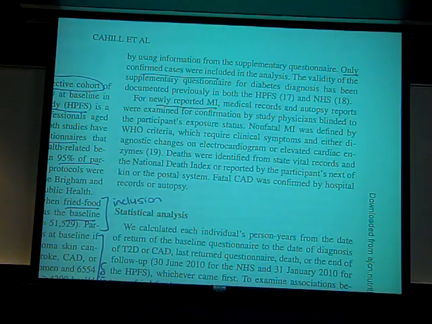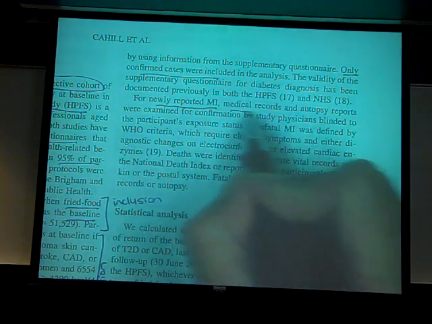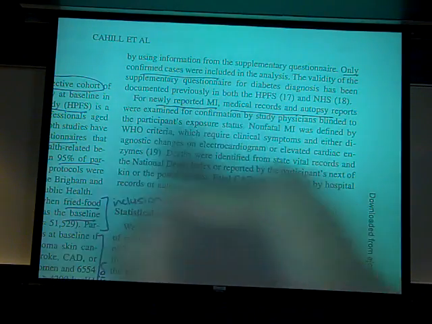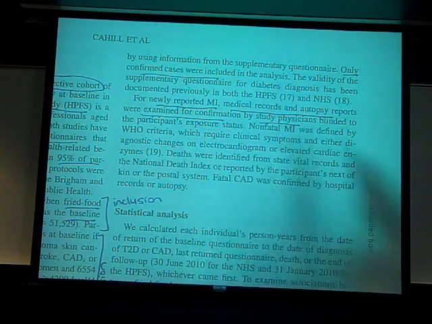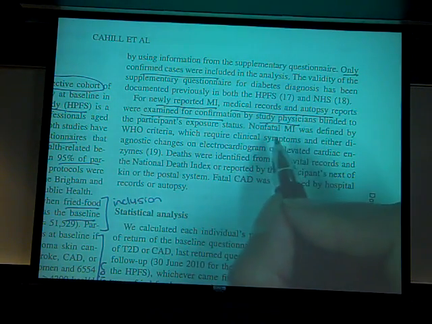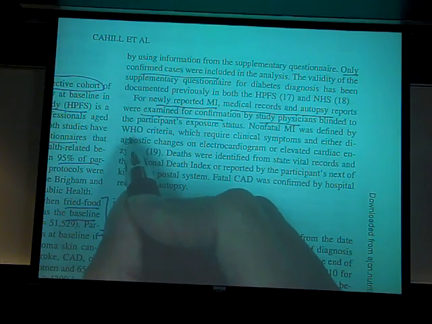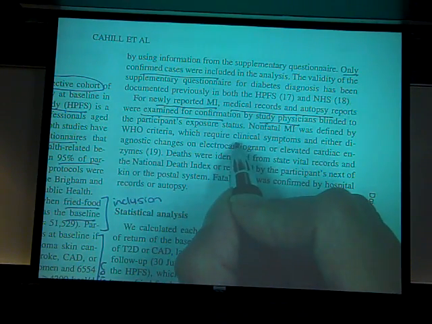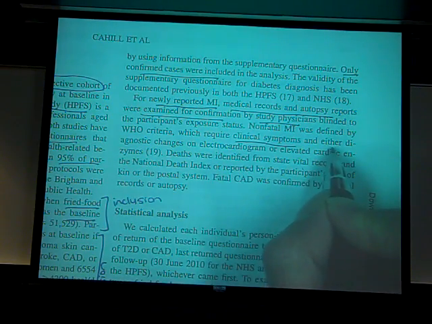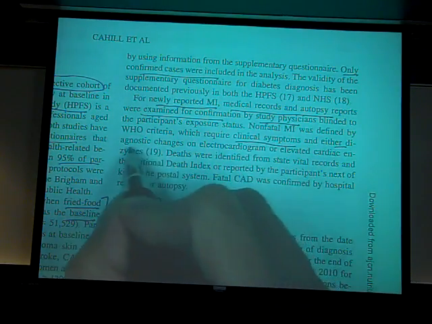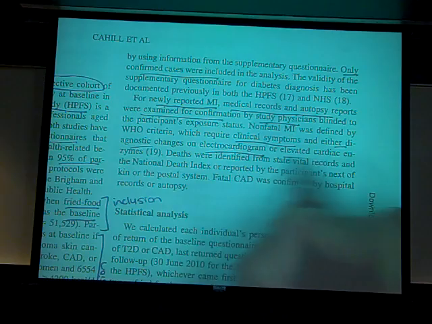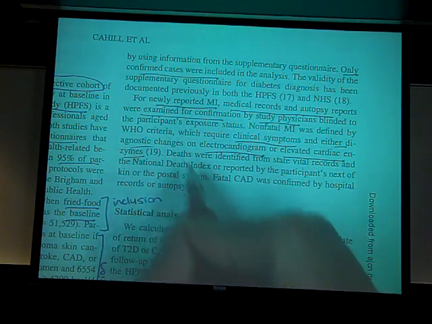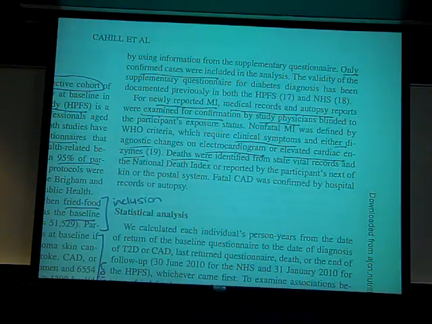So for coronary artery disease, they used medical records and autopsy reports that were examined by study physicians. These events were defined according to the WHO, World Health Organization, which is a leading organization. And their criteria to have a non-fatal MI, or myocardial infarction, was clinical symptoms and diagnostic changes on an EKG or elevated cardiac enzymes. Deaths were verified using state records.